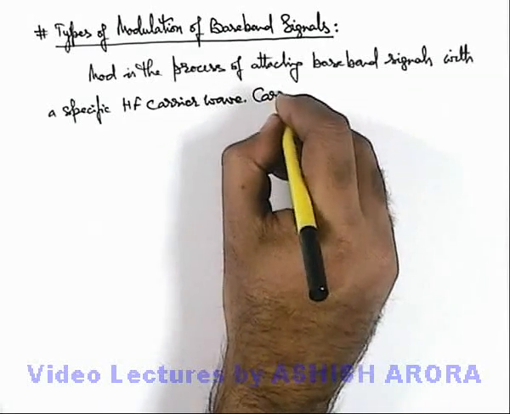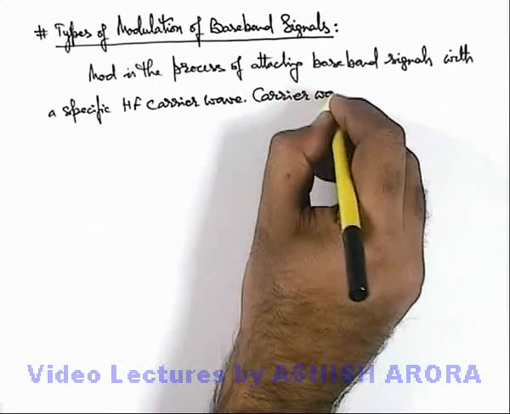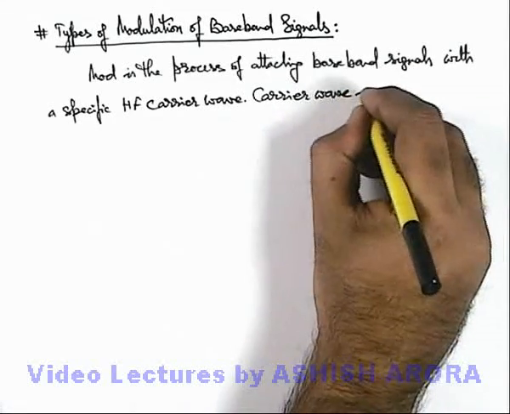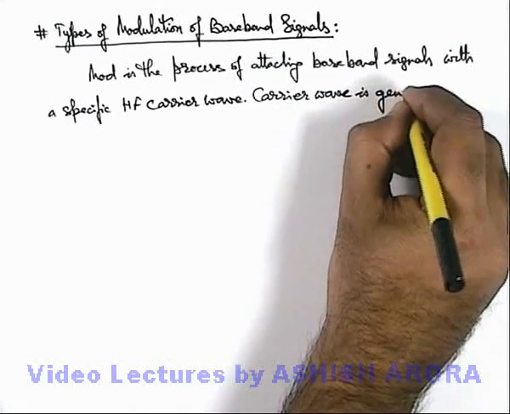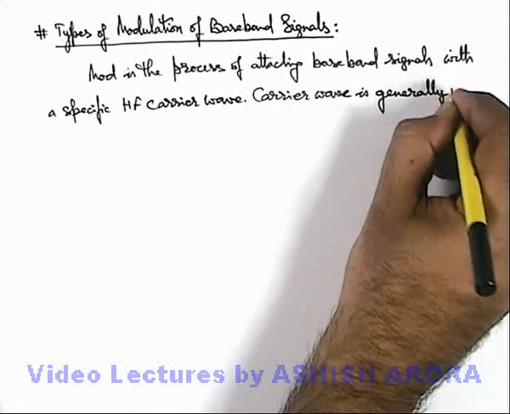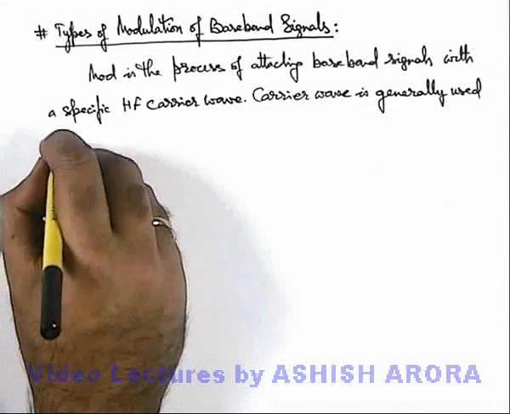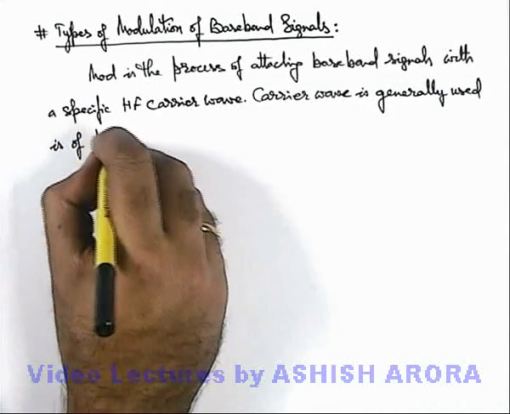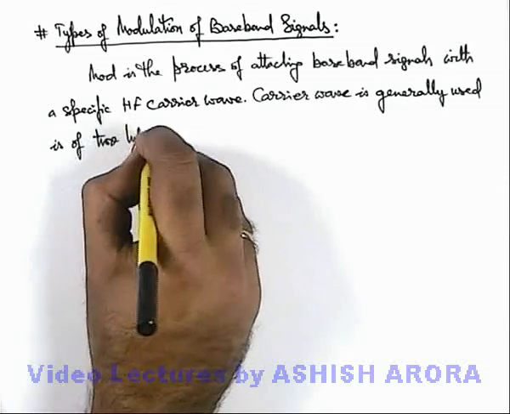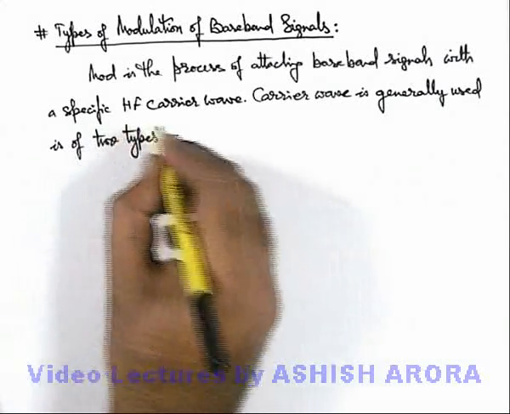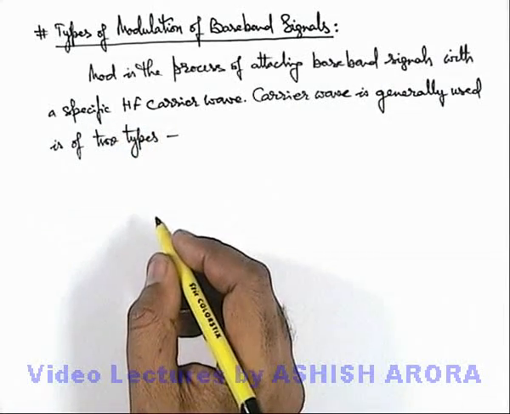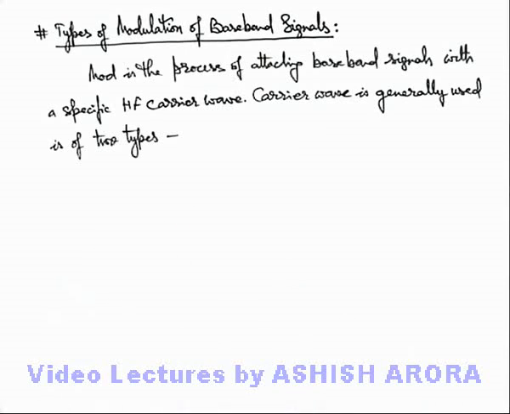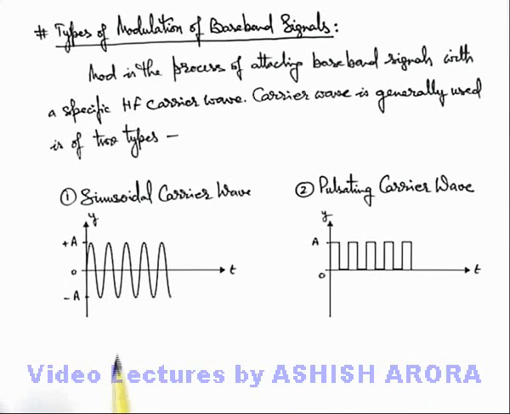And we can also write that the carrier wave generally used is of two types in a communication system, over which the baseband signals are superimposed. These two types are, the first one is a sinusoidal carrier wave and the other is a pulsating carrier wave. Both of these waves are high frequency waves.